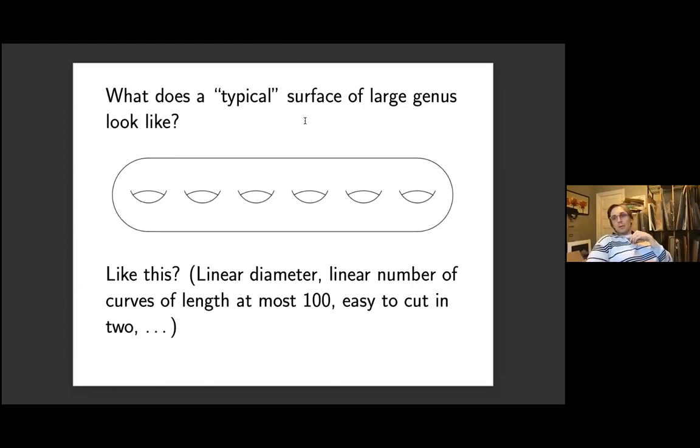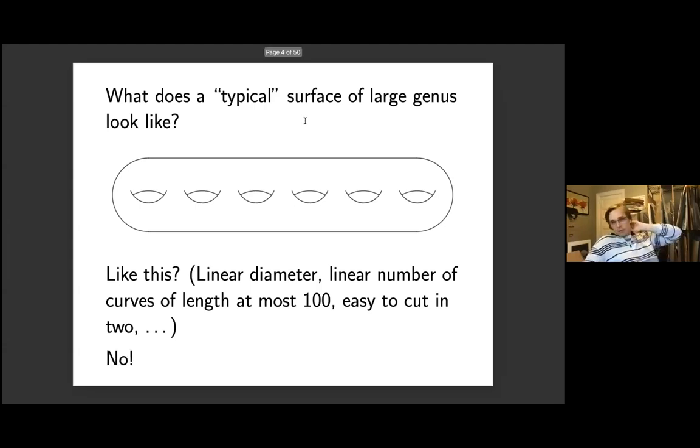Probably what you have in mind if you think about a high genus surface is a fairly linear picture, just a connect sum of tori all strung out in a line. And I think for most people that is the only picture in their mind of a high genus surface. It's the easiest to draw. And it has various features, like its diameter is linear in genus. If you look at the number of curves of length, say, at most 100, that also grows linearly in the genus. It's easy to cut in two. You can just cut it halfway and get two equal pieces.